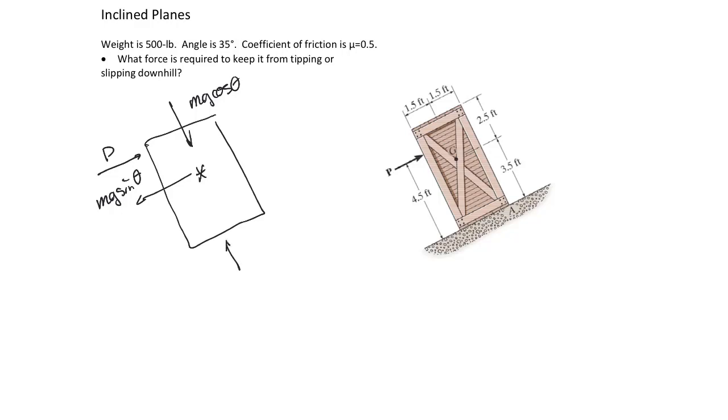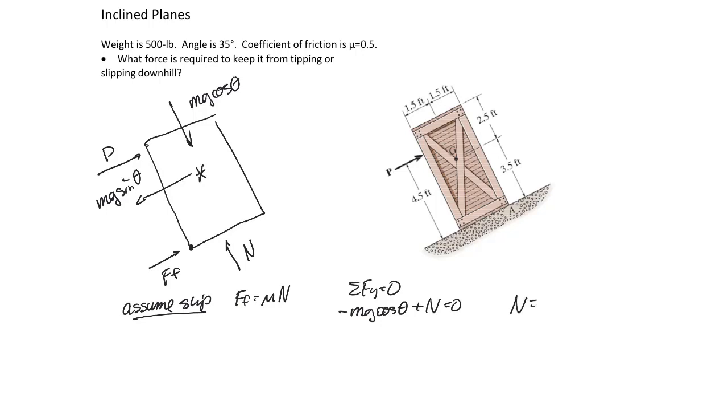So in this case, we don't have a point of rotation, and there's going to be a force of friction. If it's tending to move downhill, then the force of friction would be going uphill. All right, so we're going to assume slip and see what we get. If that's the case, then force of friction is equal to mu normal in that situation. So let's sum the forces in the y is equal to 0 and see what we get. Minus mg cos theta plus normal is equal to 0. So here normal is equal to mg cosine theta.